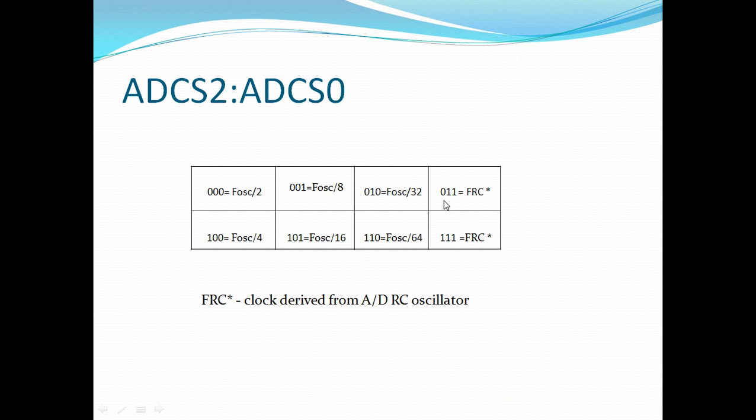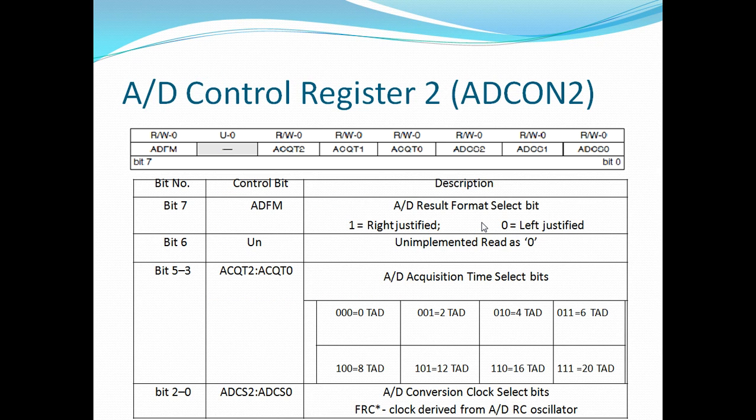If I go for these two options, then I will use the on-chip RC oscillator that is available on the PIC18 microcontroller. So if I go for this, then I have to use RC components to run that particular oscillator. So this is all about the ADCON2 register. It is related to the acquisition time and conversion time.